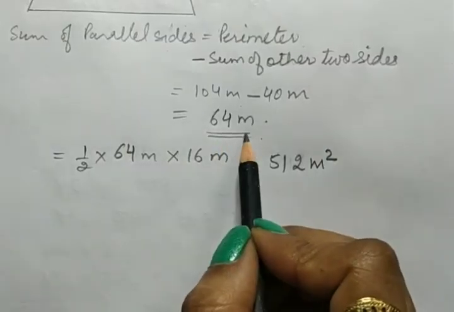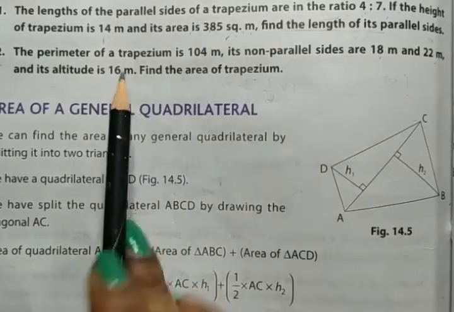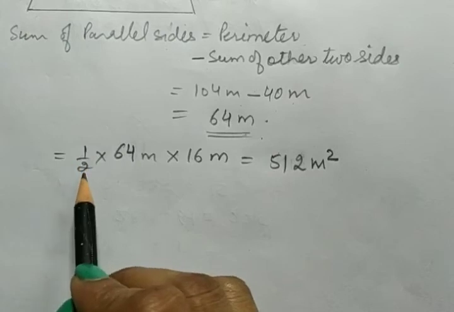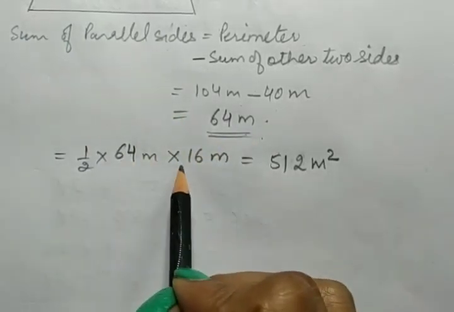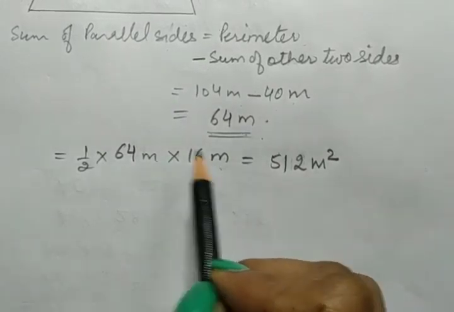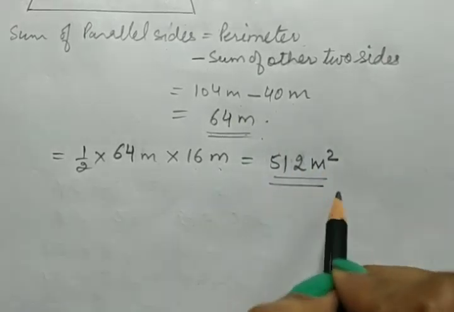We get 64 meters. As height is already given in the question, by using the formula to find the area of trapezium, half multiplied by sum of parallel sides, that is 64 meters, multiplied by height, that is given 16 meters, we get 512 meters square. This is the answer.